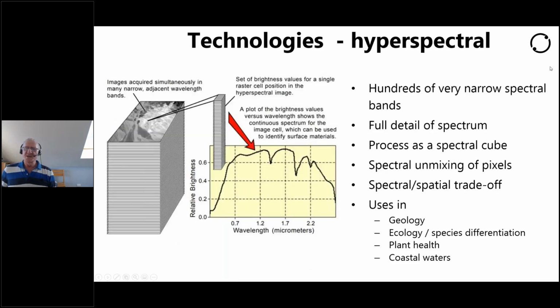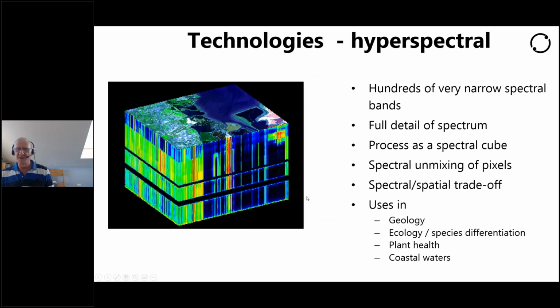One branch of optical sensing is known as hyperspectral, and in this case, we're not just using a small number of spectral bands, but a very large number, perhaps 100 or 200 spectral bands, very narrow spectral bands, 5 to 10 nanometer bands, and the objective is to get a full spectrograph of the reflected energy, which gives us a lot of information about the targets. The processing of this type of information is a little bit different. We approach it as a spectral cube and process it in that way.